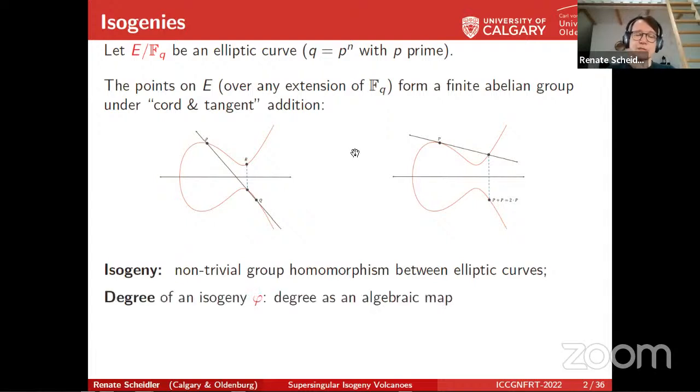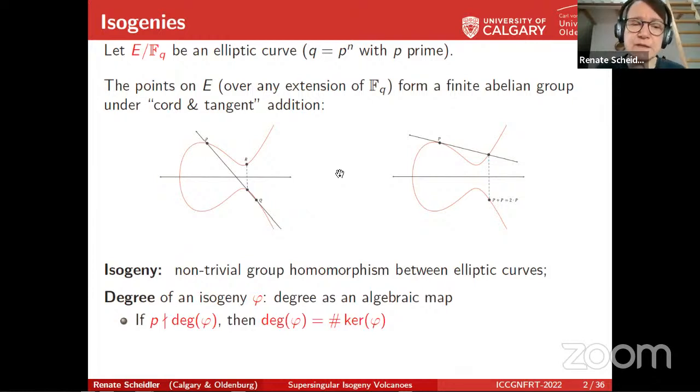And it has a degree. The degree of an isogeny is simply the degree of the map of the isogeny as an algebraic map. So it's represented by polynomials, and it's essentially the degree of these polynomials. When the characteristic doesn't divide the degree, the isogeny is called separable, and then the degree is just the number of elements in the kernel.